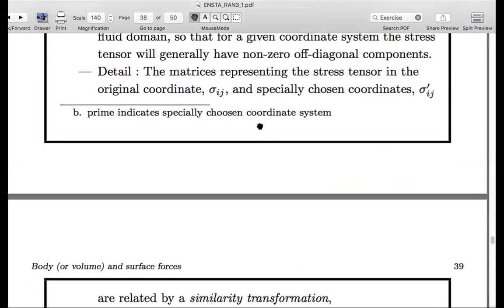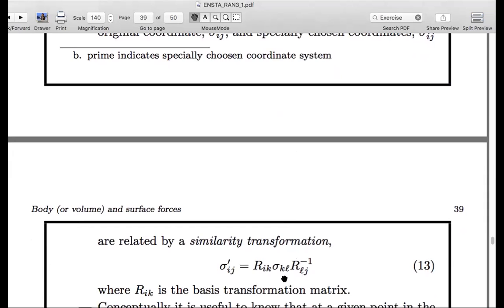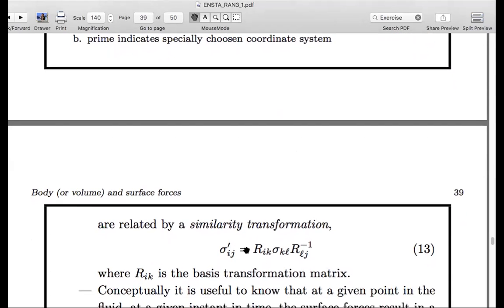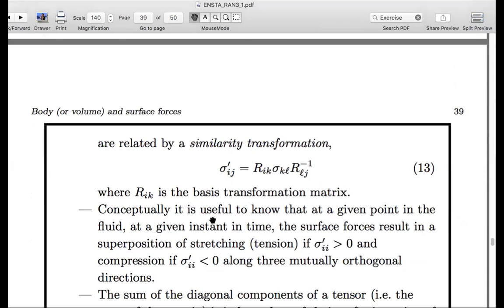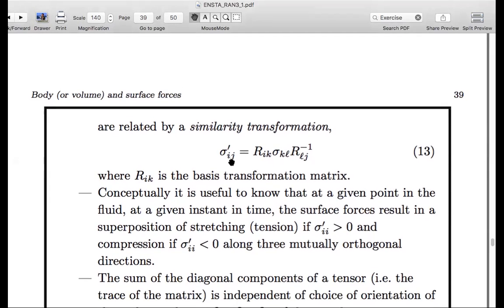Just as a reminder for those who have studied this, the way you change your matrix when you change your orientation, your coordinate system, is called a similarity transformation, and you need to change the matrix with another matrix, and that matrix is called the basis transformation matrix. It just represents the fact that you've changed the orientation of your axes, and you have to apply it twice. You have to find its inverse, and you have to multiply it by the stress tensor twice, and that gives you the components of the stress tensor in this new coordinate system.